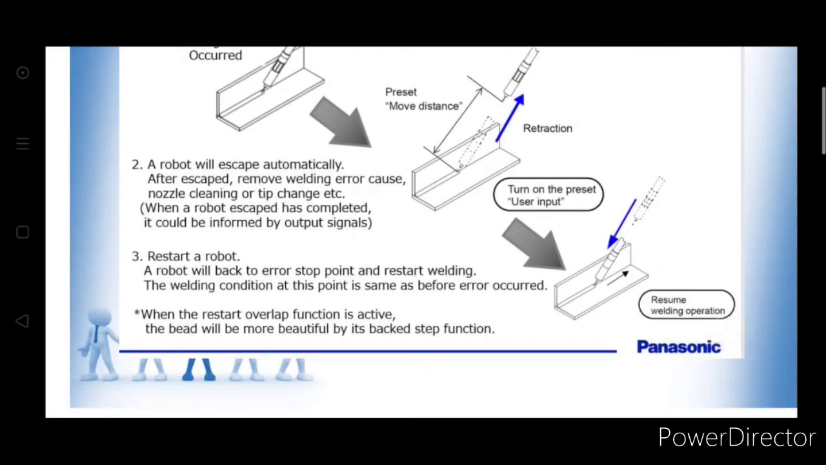And how to restart the robot? Okay, the robot will go back to the error stop point and restart welding. The welding condition at this point is the same as before the error occurred. When the restart overlap function is active, the bead will be more beautiful by the back step function.